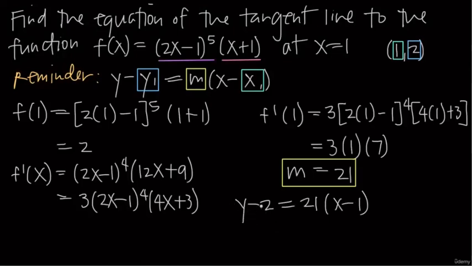In order to solve for y, we'll first distribute the 21. So we'll get y minus 2 equals 21x minus 21. Then we'll add 2 to both sides to get y by itself, and we'll get y equals 21x minus 19. And this then is the equation of the tangent line to this original function here, f of x, at the point x equals 1.